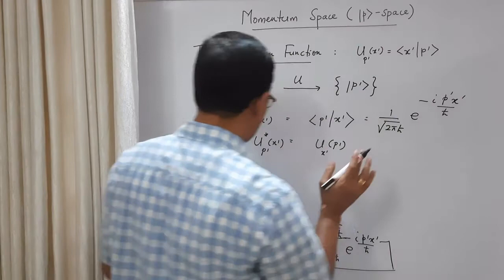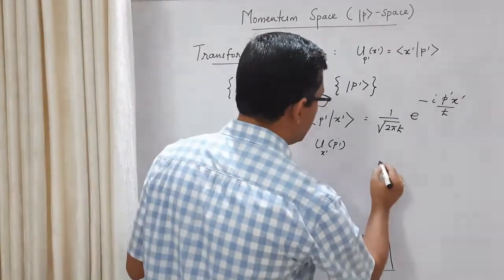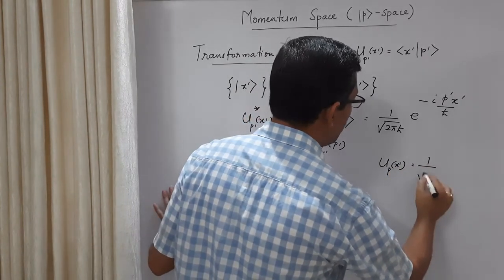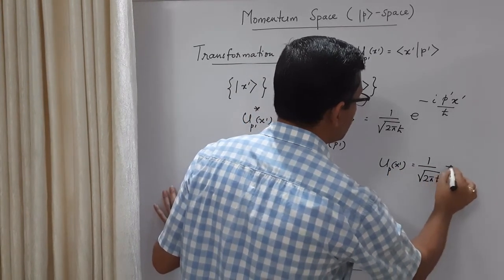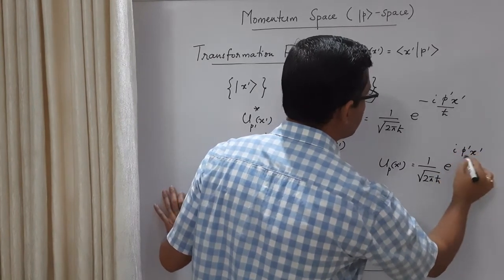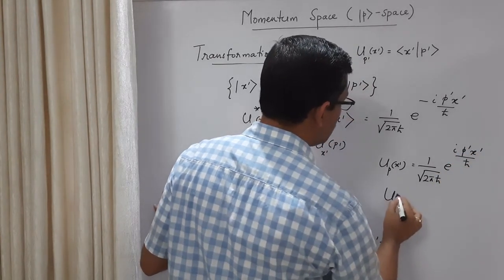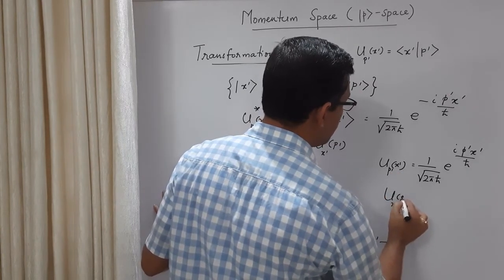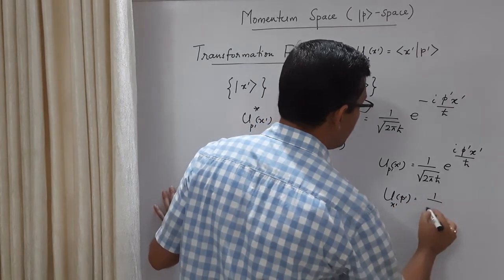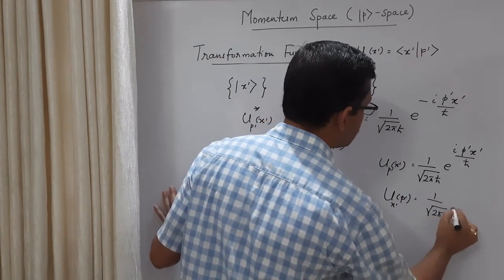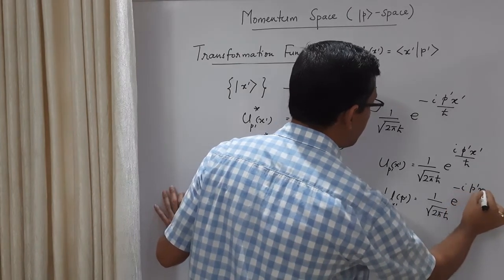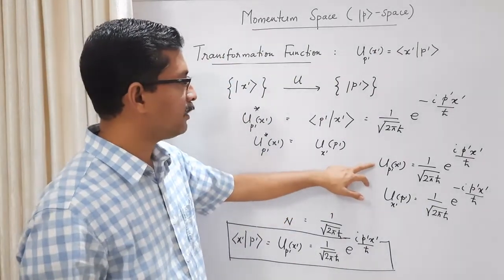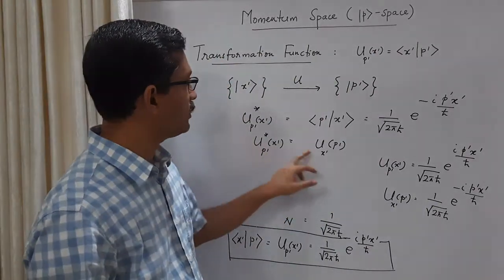Okay, so our results, if I summarize, the momentum eigenfunction in position basis is 1 by root 2 pi h cross e raised to i p prime x prime by h cross. Also, the position eigenfunction in momentum basis is 1 by square root of 2 pi h cross e raised to minus i p prime x prime by h cross. In other words, these are complex conjugates of each other. If you take the complex conjugate of this one, you get this.